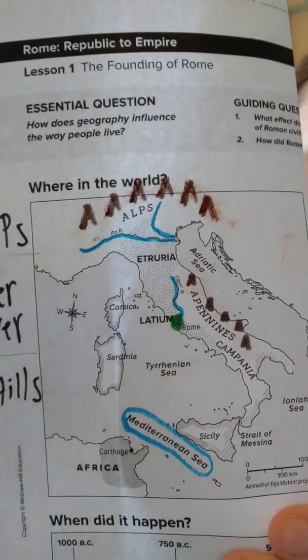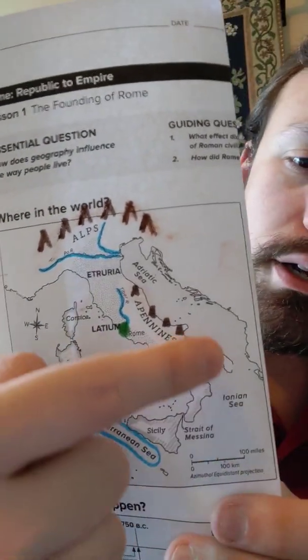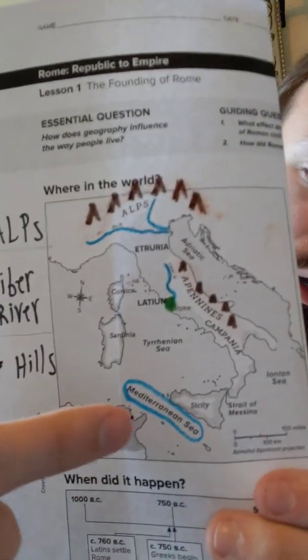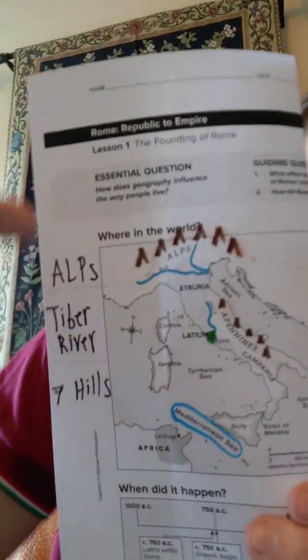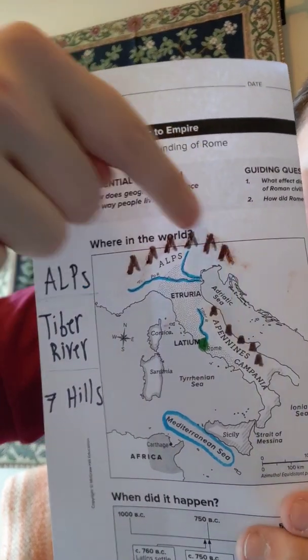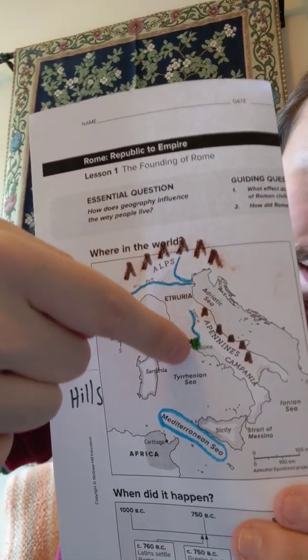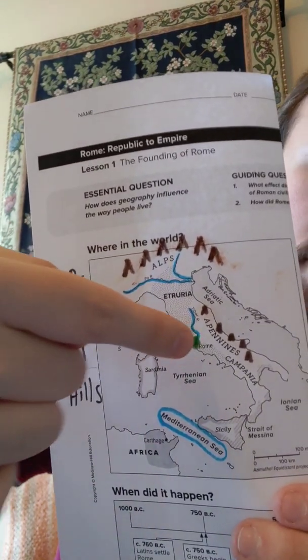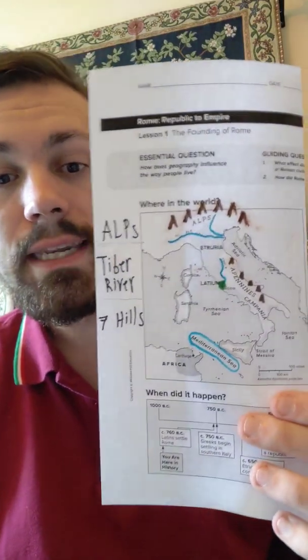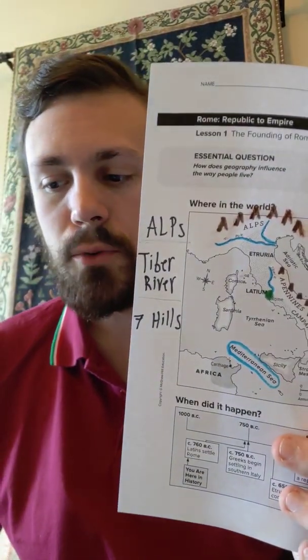And lastly, this is review, you already know this, but the ocean or the body of water that surrounds Italy is called the Mediterranean Sea. So again, the 3 most important things you need to know about Roman geography, you've got the Alps Mountains up here, you've got the Tiber River, and the 7 hills of Rome. That's really going to set up a lot of information you're going to need to learn about for the rest of this chapter in ancient Rome.